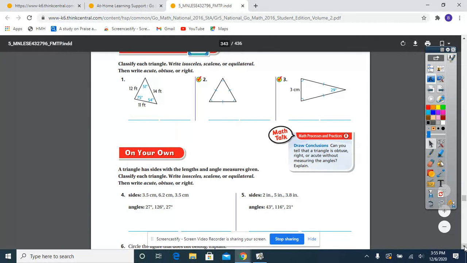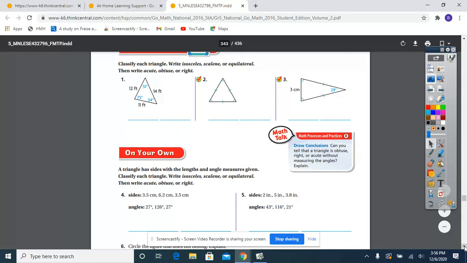Okay, so number 1, let's read the directions first. Classify each triangle, write isosceles, scalene, or equilateral, then write acute, obtuse, or right. So there's actually 2 answers for all 1, 2, and 3. Okay, so let's first talk about the triangle's sides. So on number 1, I have 12 foot, 14 foot, and 11 foot. So I need to ask myself, is that isosceles, scalene, or equilateral? Pause the video, think about it. So this triangle is scalene because all the sides are different.